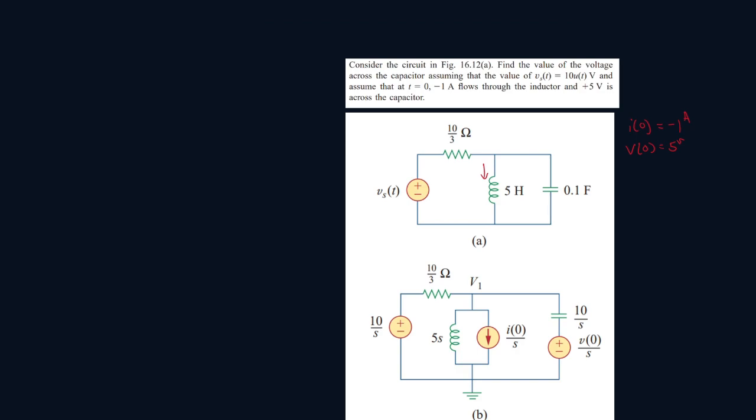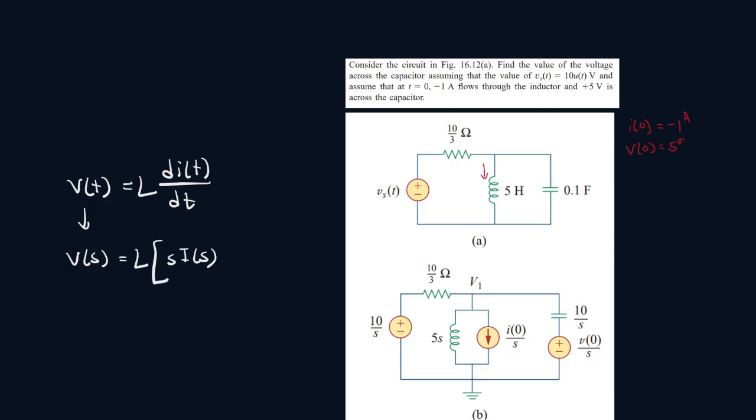So we know V of t is equal to the inductance times the change in current over the change in time. So if you take the Laplace of this, it turns into Vs, and then this turns into s times L times I of s, minus the initial condition of I at 0. Okay, so that means this is supposed to be minus 1 amp.